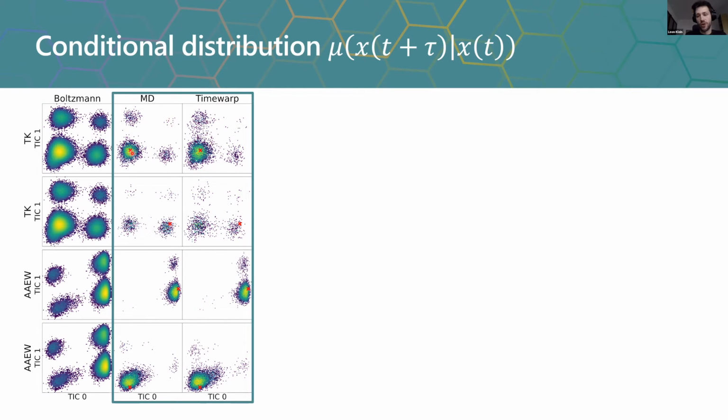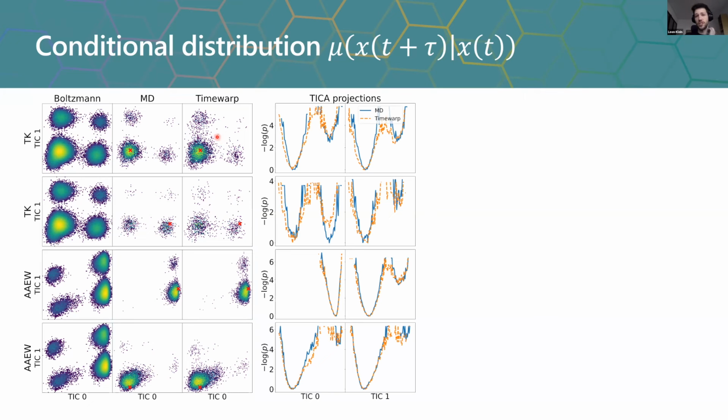For MD, we have to run many chains, all starting from this conditioning state, and then we only report the final state. And you can see, are all of these points in Timewarp accepted points? No, this is just what the model proposed. So this is the learned distribution by the model. But you can see, although they are not accepted, it looks very close to the MD distribution. And this can also be seen if we project them.